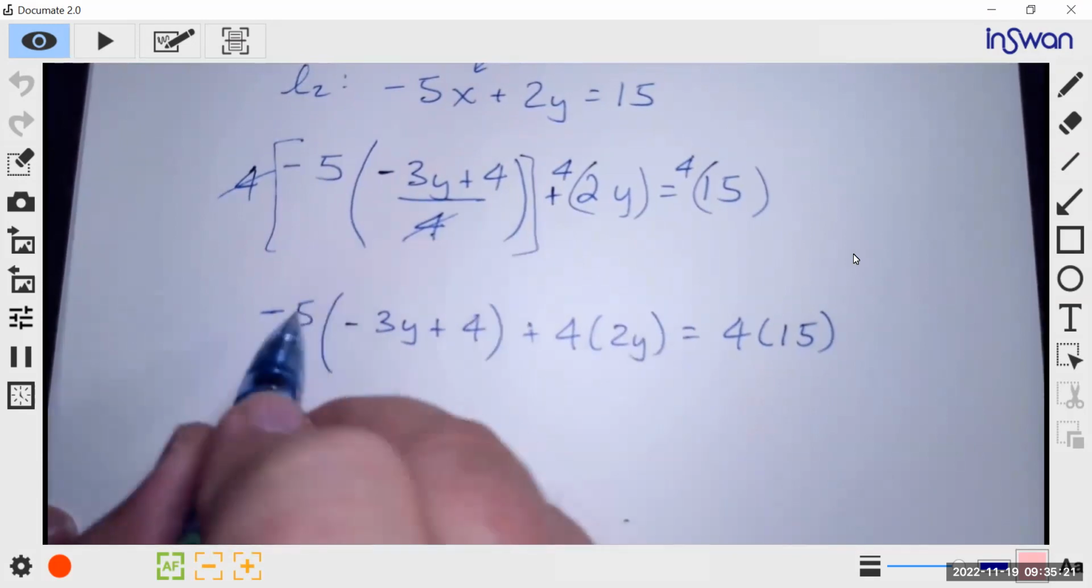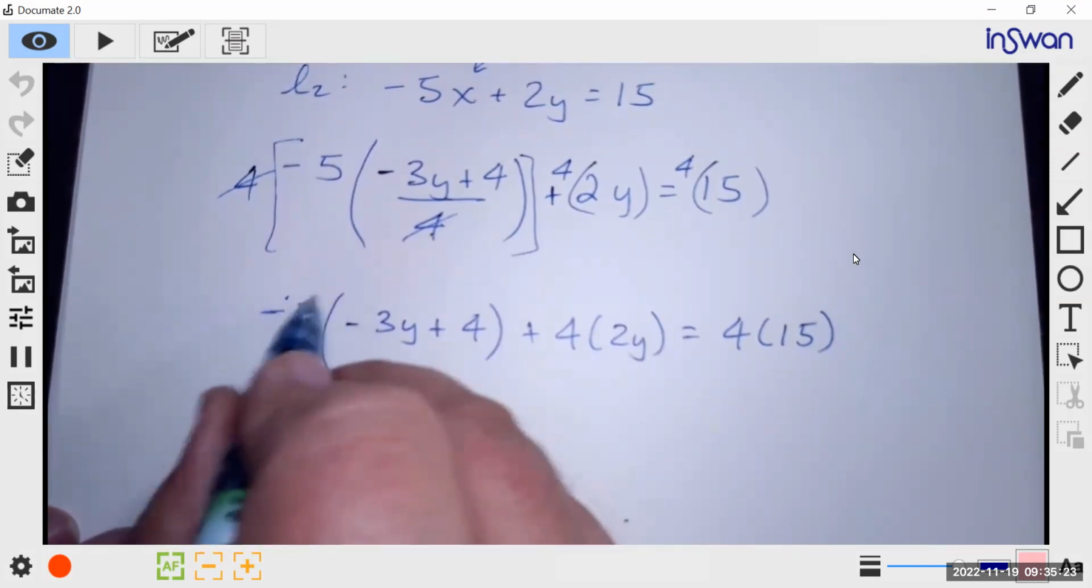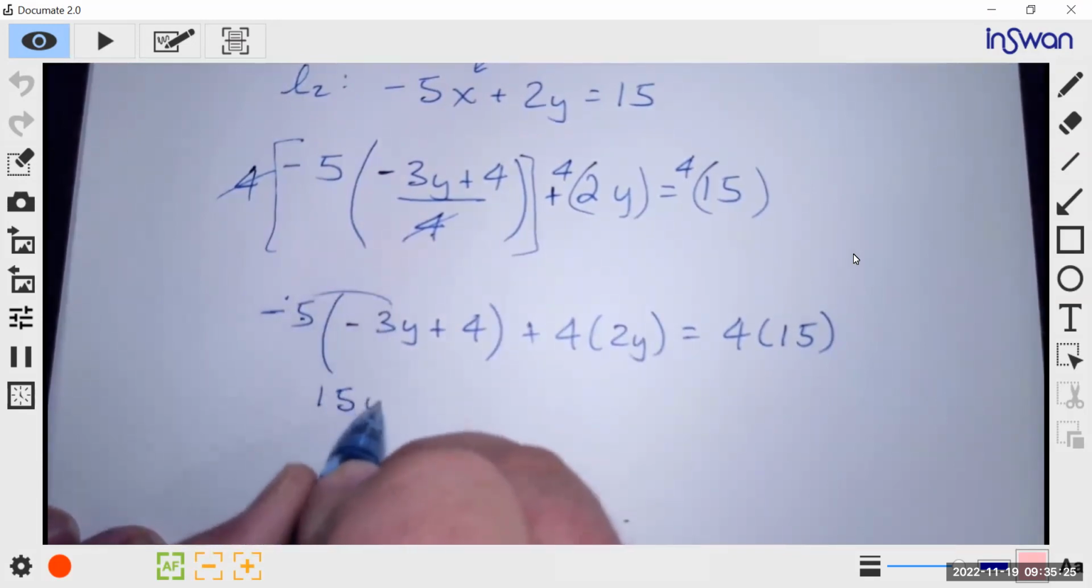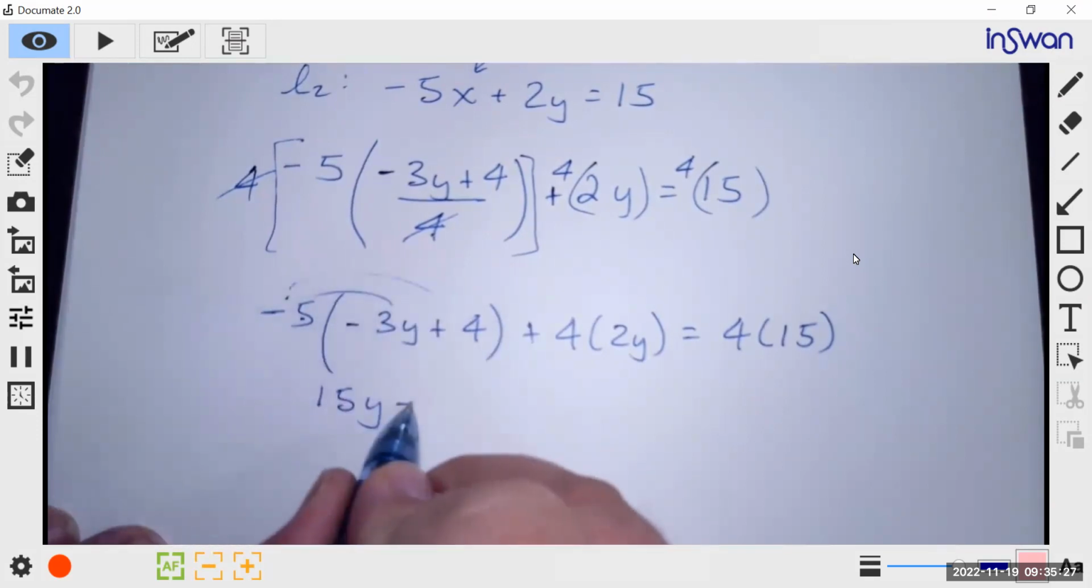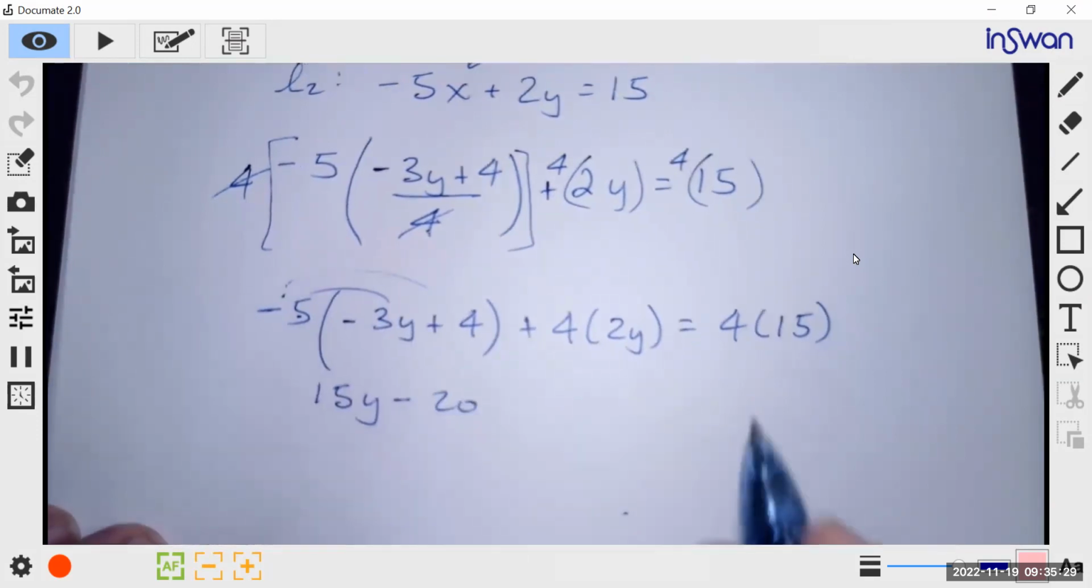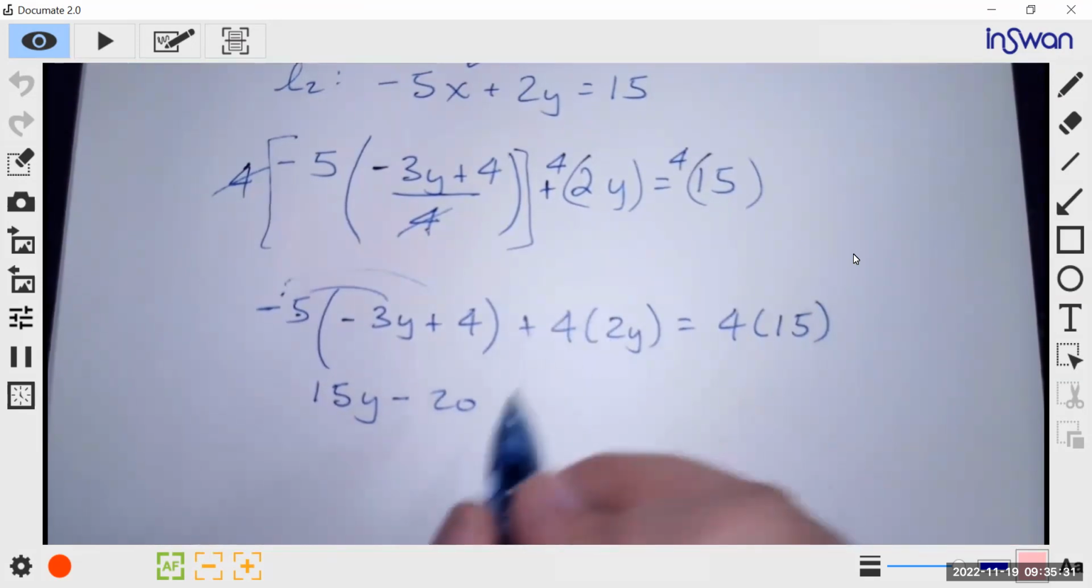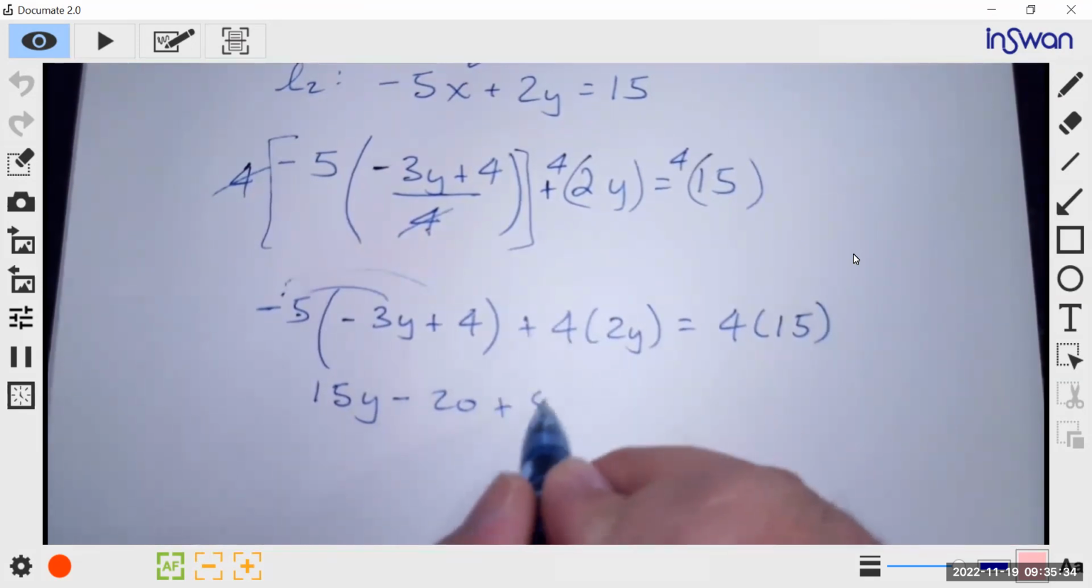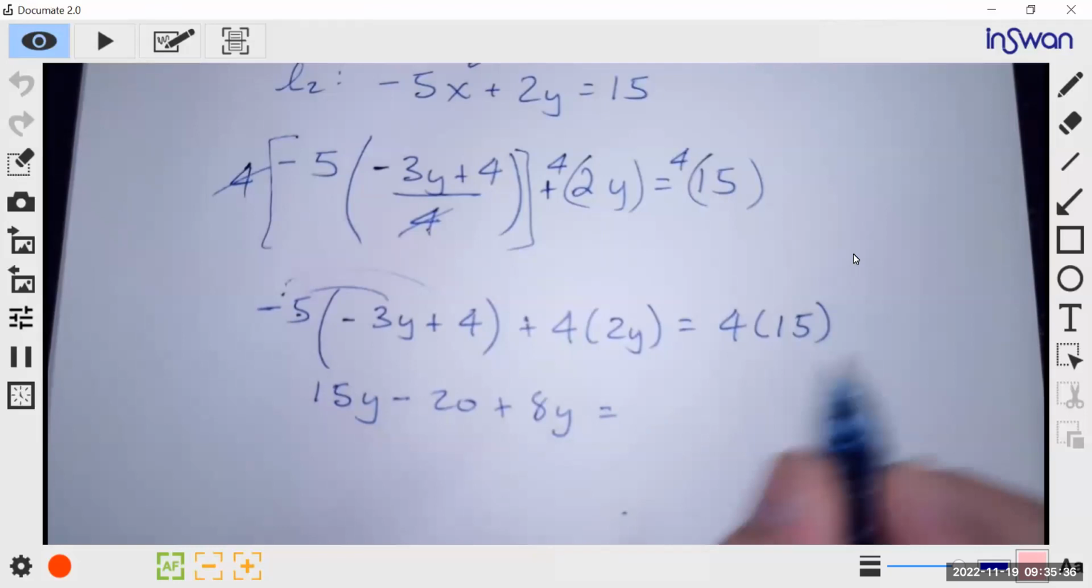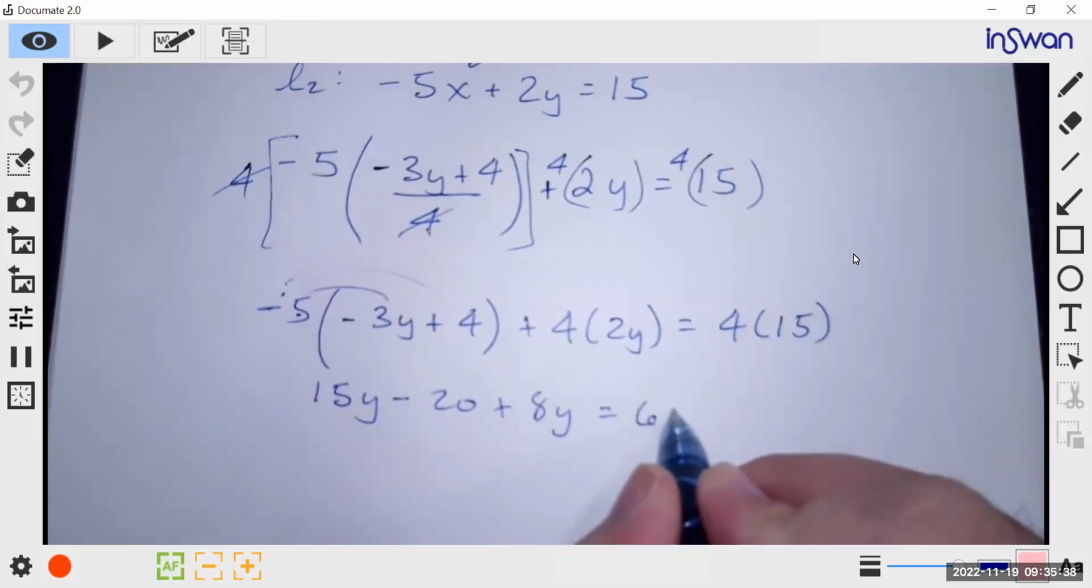Now get rid of the parentheses. Negative, negative is a positive. 5 times 3 is 15. Negative, positive is a negative. 5 times 4 is 20. Positive, positive. 4 times 2 is 8. 4 times 15 is 60.